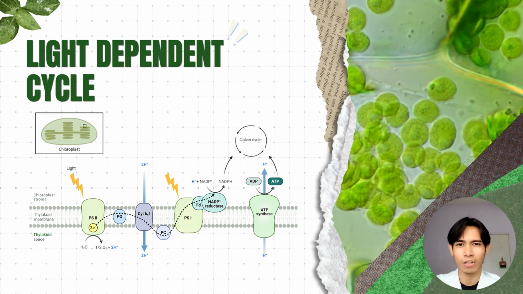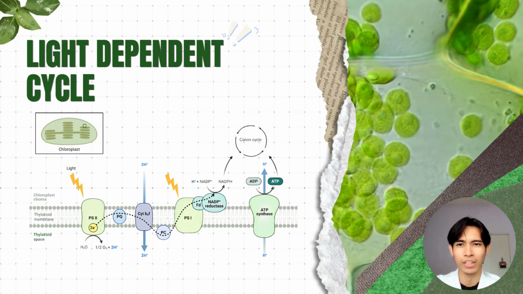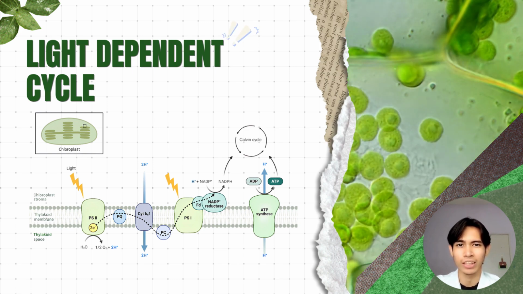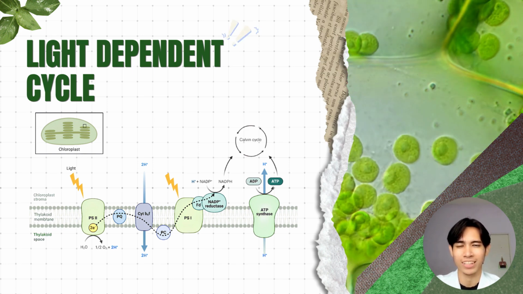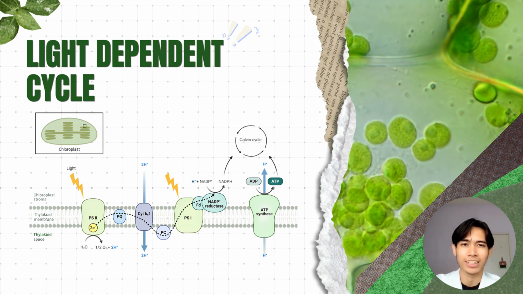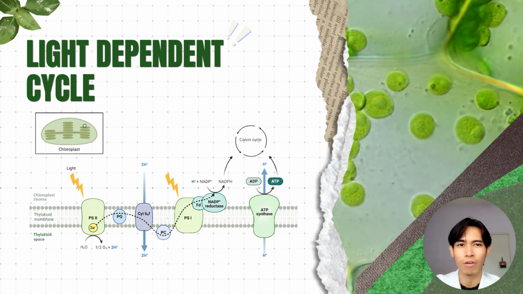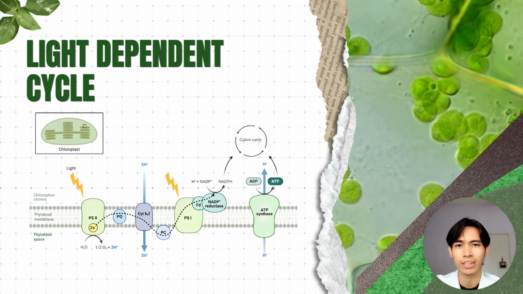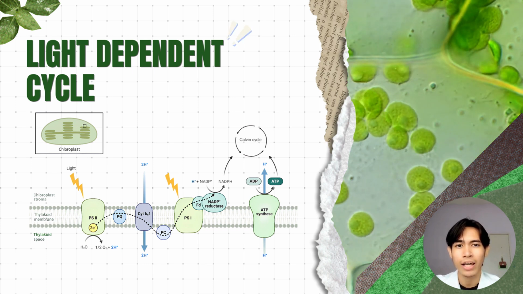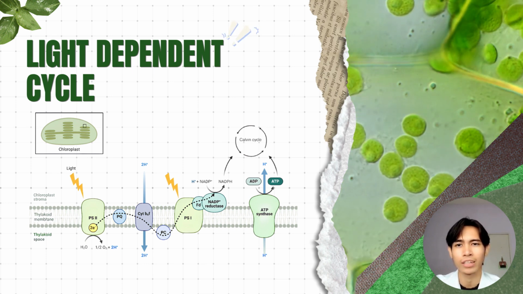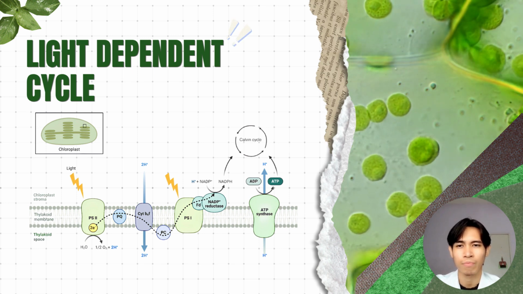The first stage of photosynthesis is the light-dependent reaction, which takes place in the thylakoid membrane of the chloroplast. As the name suggests, this reaction requires sunlight to occur. Its main function is to convert light energy into chemical energy in the form of ATP and NADPH, which will later be used in the Calvin cycle.